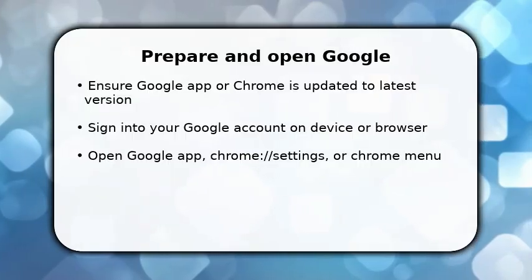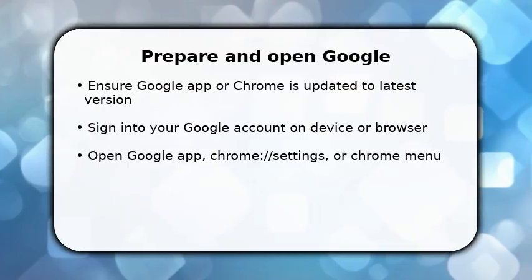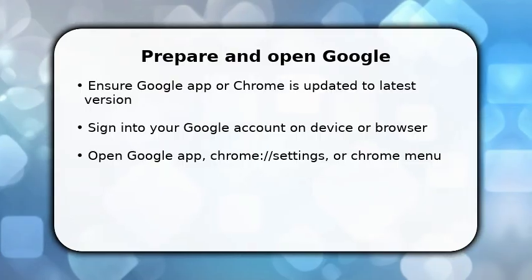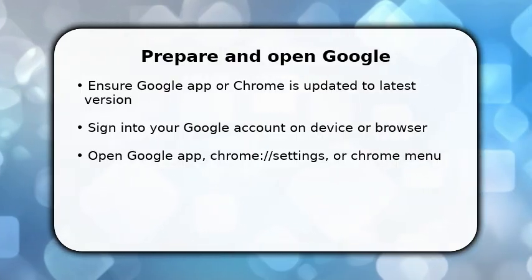You start by confirming updates and signing in. This ensures dark mode settings sync. Open the Google app on mobile or Chrome on desktop, then go directly to Settings.